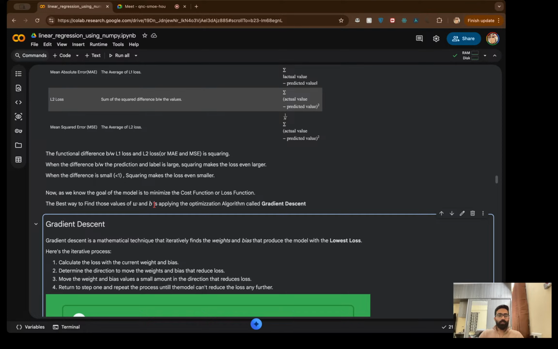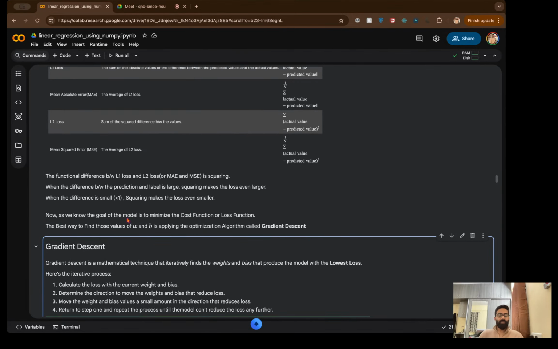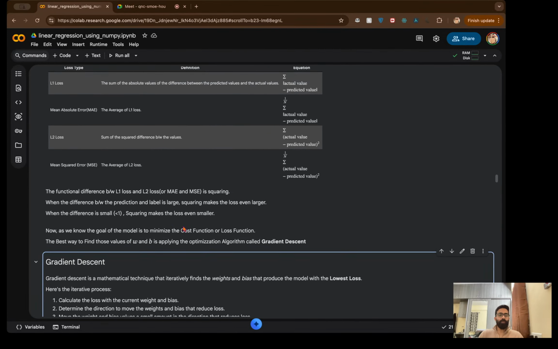Correct, Simran? Our goal is to minimize the loss function. Correct? And how will we determine it? Through the loss function, we'll get the value of the loss function. We'll try to minimize it.